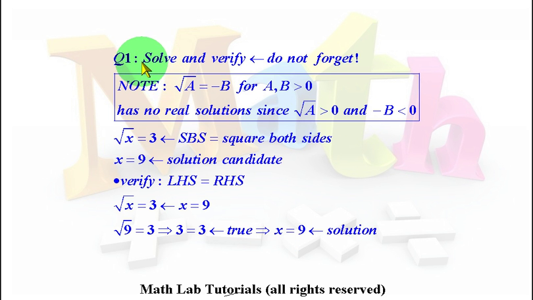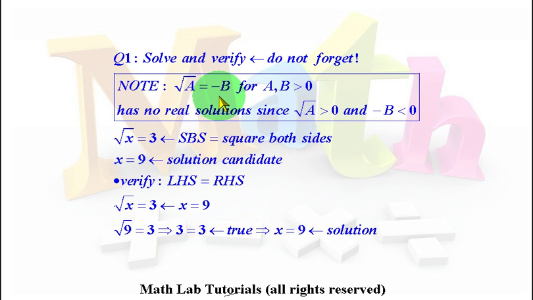And we're going to go through some practice problems here. Question number 1, solve and verify. And do not forget to verify. Note the square root of a is equal to minus b as long as a and b are greater than 0. If that is the case, this type of equation will never have a solution because by definition the square root of a is positive, and if a and b are both positive, then the right-hand side is negative, and there's no way that a positive left-hand side can be equal to a negative right-hand side.